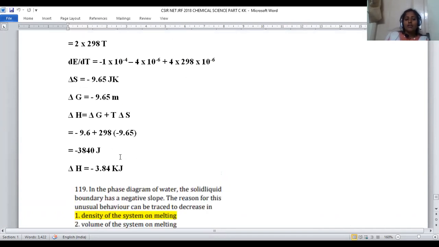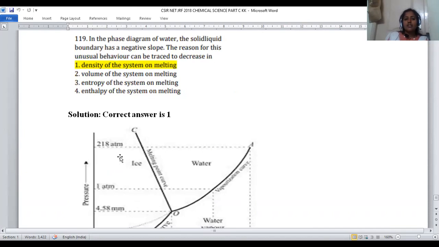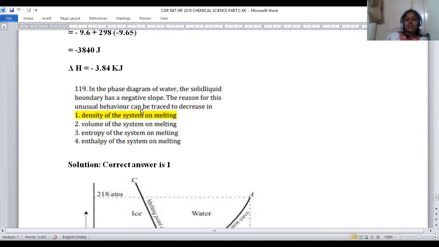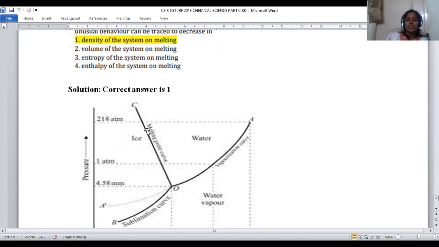Let us move on to question number 119. It is a part of the phase diagram, phase system. It is the physical chemistry portion. In the phase diagram of water, the solid-liquid boundary has a negative slope. The reason for the unusual behavior can be traced to decrease in what? When we see the phase diagram of water, it is a one component system. Three phases coexist within the phase diagram. The slanting position can be used to trace the decrease in. So because of this slant in the curve, what can we predict?